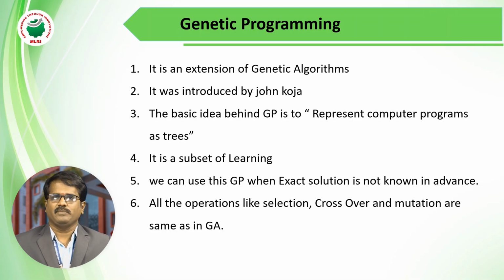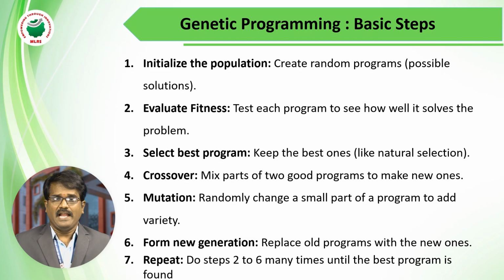This is the basic information about genetic programming. Now we will enter into the basic steps of genetic programming. As usual, here also we have 7 steps. Step 1: initialize the population. Here, create random programs for the given problem.